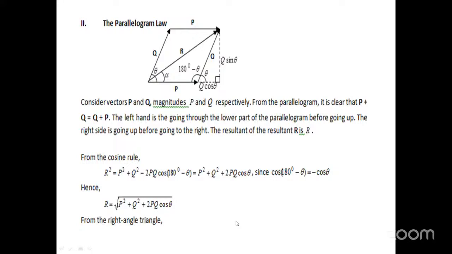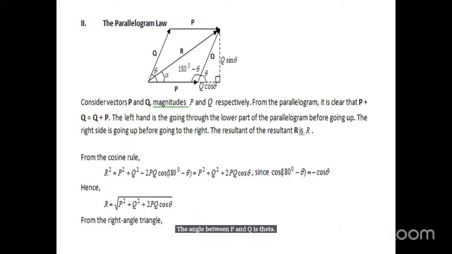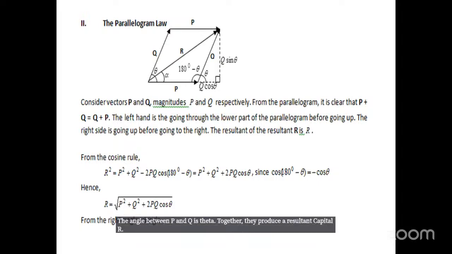We are all familiar with this from our various secondary schools. So that's the parallelogram representing the forces under consideration in this case. P and Q. The angle between P and Q is theta. Together they produce a resultant capital R. The angle the resultant makes with P is alpha.